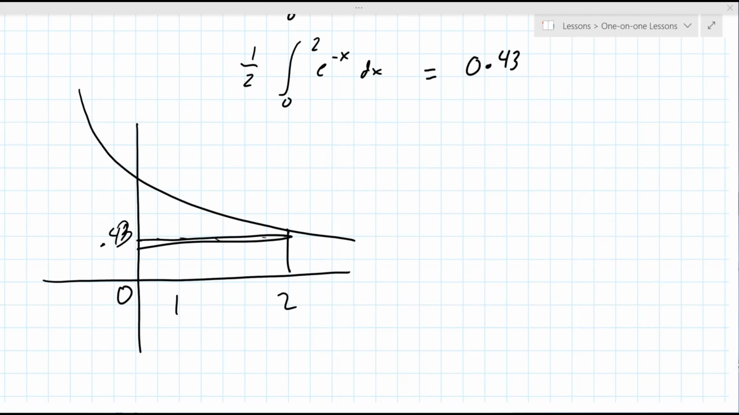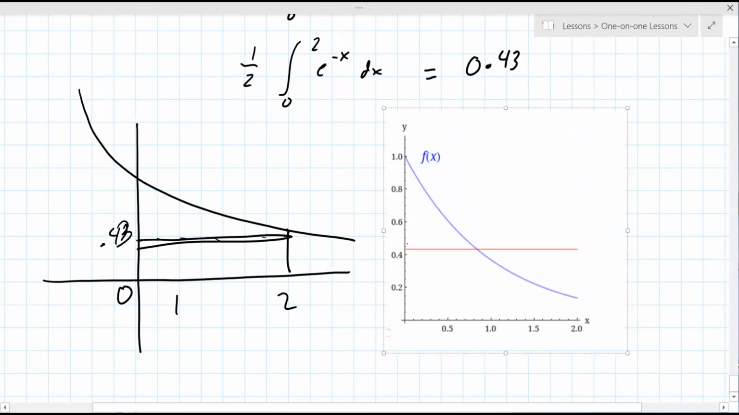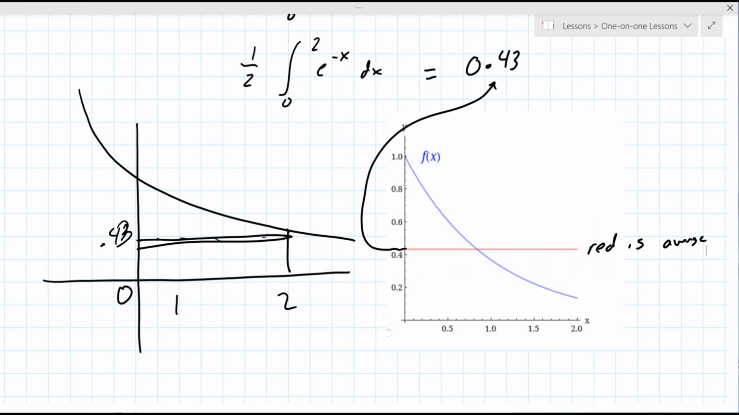Looks like it's one of the earlier pictures. Yeah, okay, so it's the graph on the lower right. I'm going to snip that in. So this line right here is at 0.43. And that's what you're looking for. So the red line is the average value. Okay. I think that takes care of those questions.